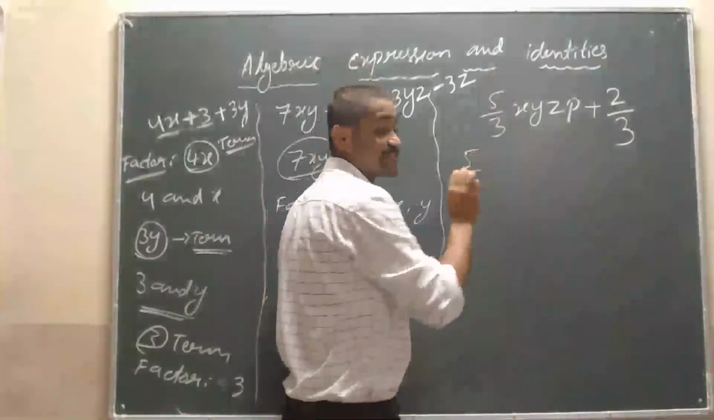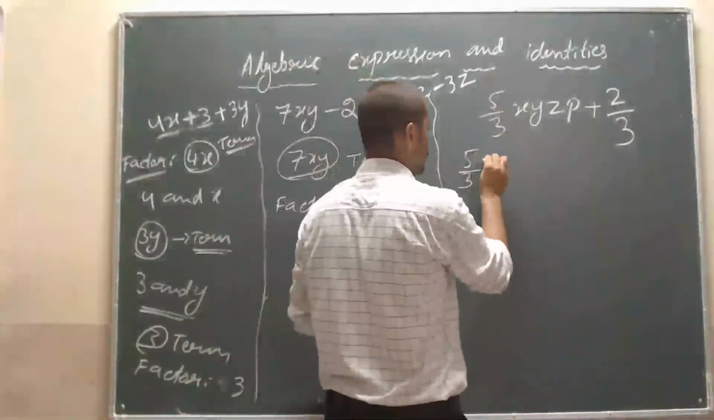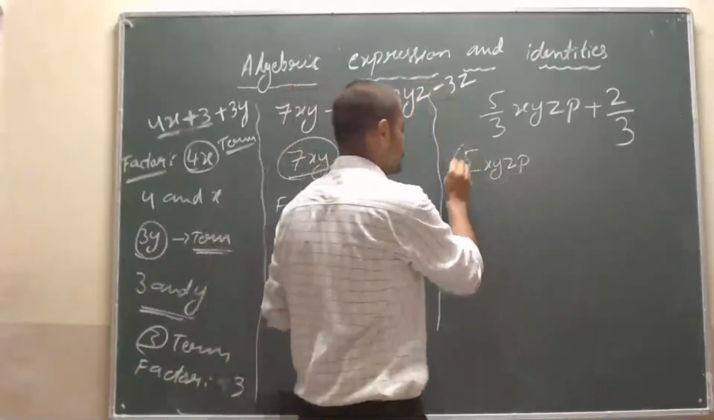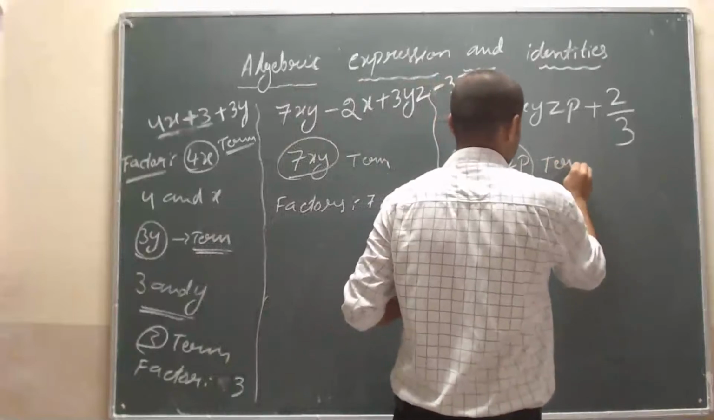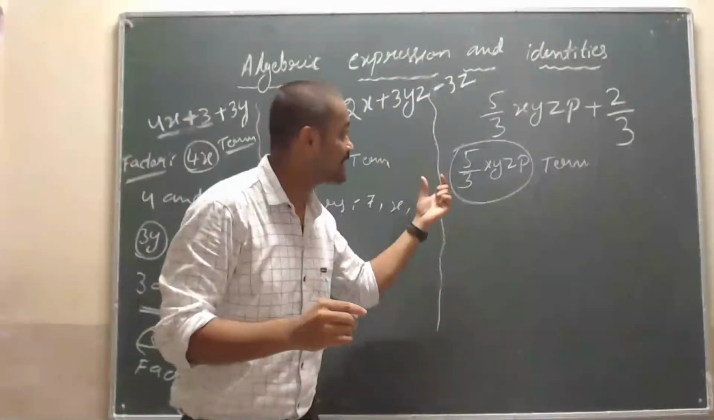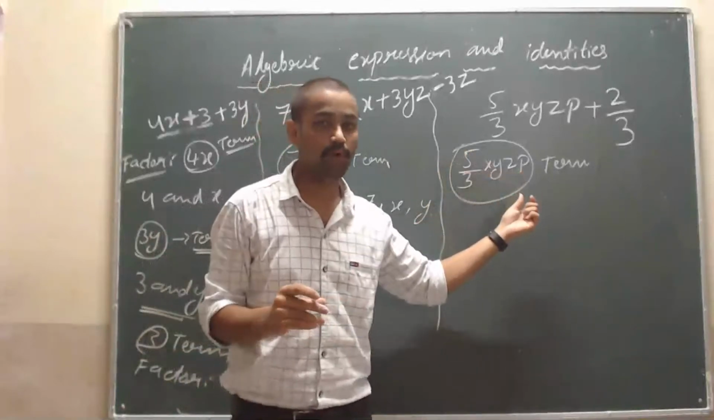I will take the first term, 5/3 x y z p. This is the term, students. Is it okay? Then this term is made up of factors.